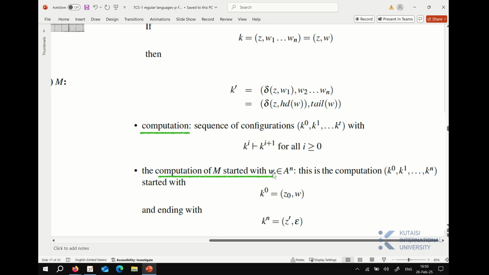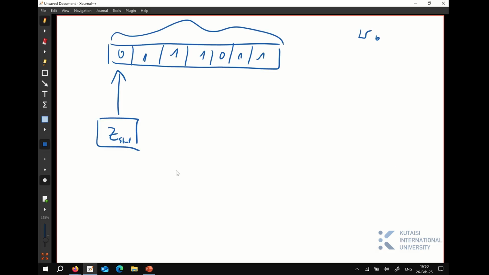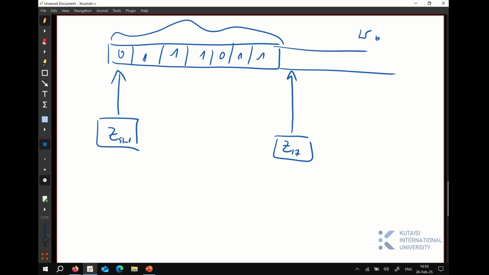The computation of M started with the word w is a computation k0, k1, ..., kn, such that the first one starts with the start state z0, and all of w is written on the tape. So it took w as an input, meaning it started in the start state, and it has to end in some state, whatever this z prime is, and nothing should be left on the tape. So it read everything. Going back here, this is the start state, and the end state should be here, z whatever, say 17, and there is nothing on the tape. I wrote a hashtag, but this is empty now, which means it read the whole tape. This is the definition of computation: you start with a start state, your input is written, and you read the whole input going to the right.